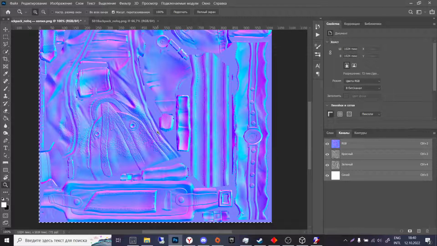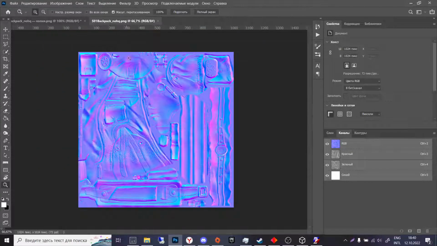So the proper way to fix this is to take a look inside of the game at which one looks better. Okay, and this is it. So thank you for watching, and that's it.